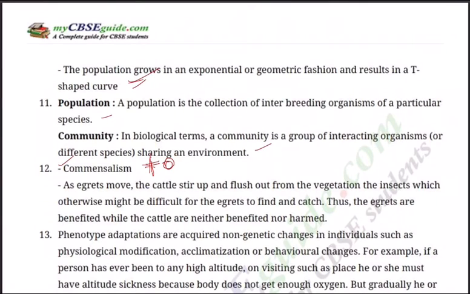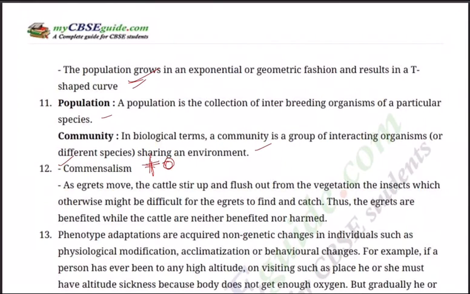Next, I said knowledge-based questions, just a definition. Population is the collection of interbreeding organisms of a particular species. And community, in biological terms, is a group of interacting organisms of different species sharing an environment.